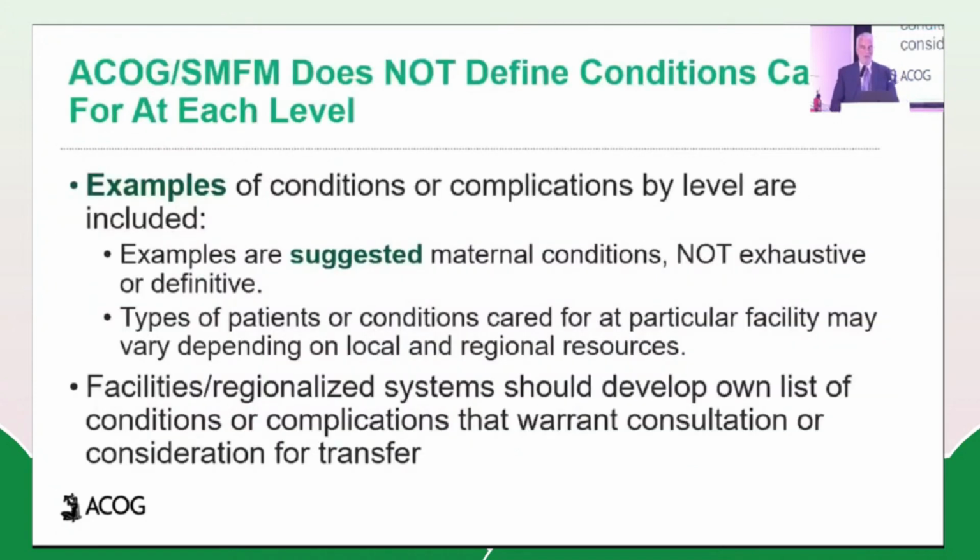One thing we were prompted on when we launched this is you need to tell us what conditions I can take care of at each level. When we did the 2019 revision, I literally went through an obstetric textbook, made the list of every complication there was, and I tried to pigeonhole those into different levels and realized this was a fruitless exercise because we can't tell an individual hospital what they can and what they can't take care of. They need to figure that out.